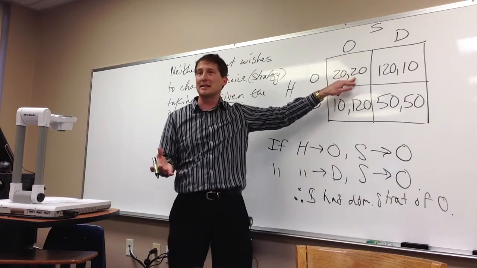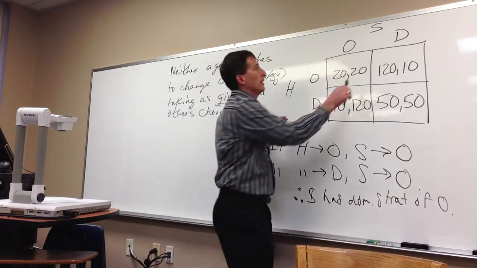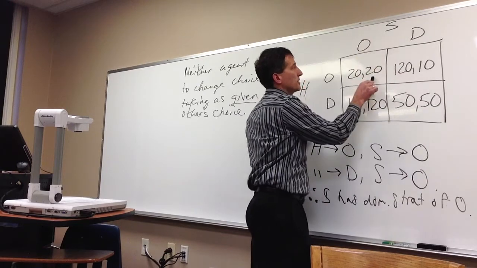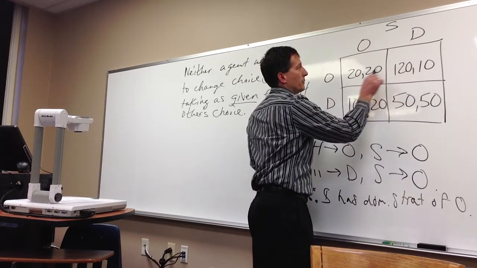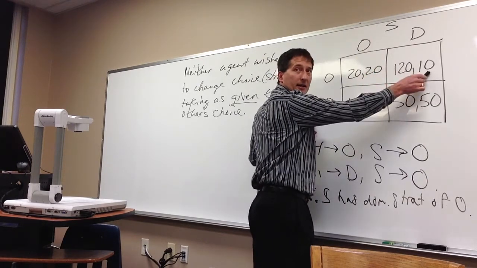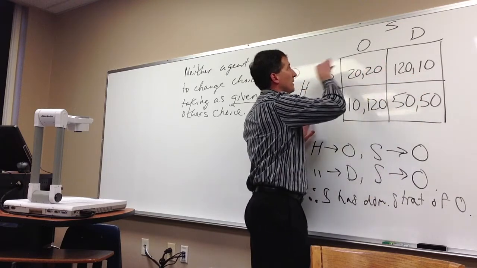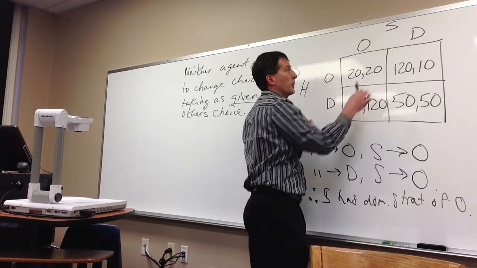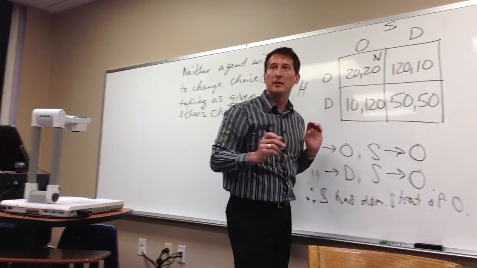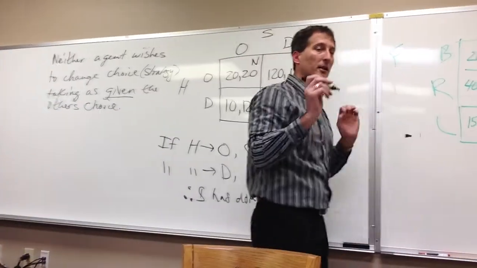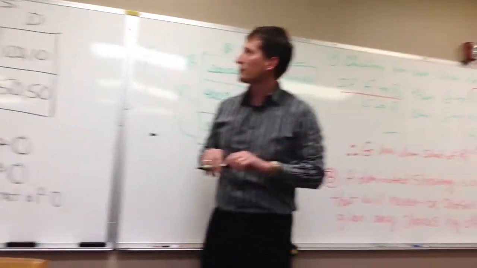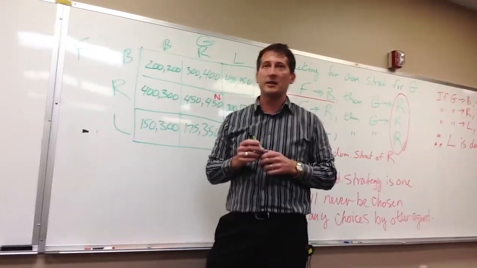And we already said that this is a dominant strategy. So would Suzuki want to switch? No, because 20 is greater than 10. Notice how we're just undoing exactly what we did here. Would Honda like to switch? No, 20 is greater than 10. That's a Nash equilibrium. So neither party wants to switch, taking as given what the other has done.